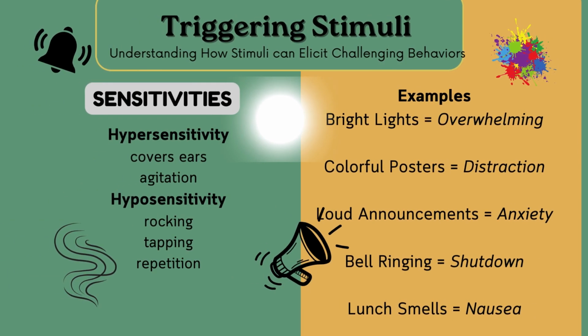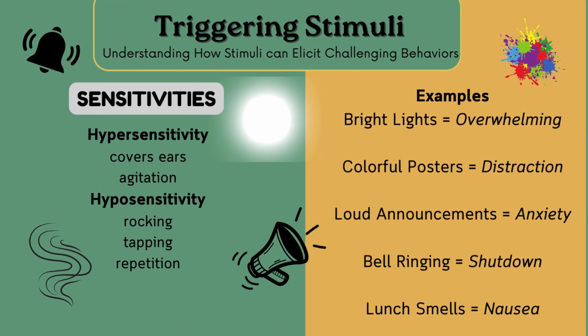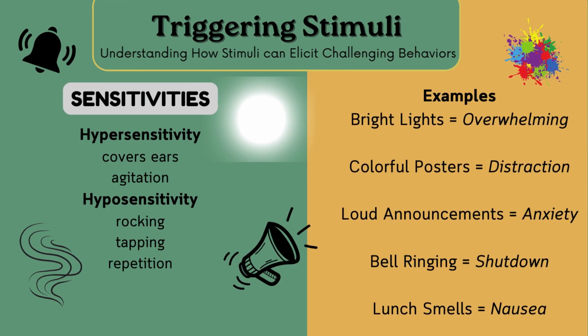Things that can trigger challenging behaviors include sensitivities. We talked about the oversensitivities, so hypersensitivity and hyposensitivity. If they're hypersensitive, they might cover their ears or be agitated. If they're hyposensitive, they might rock, tap something, or do something repetitive.